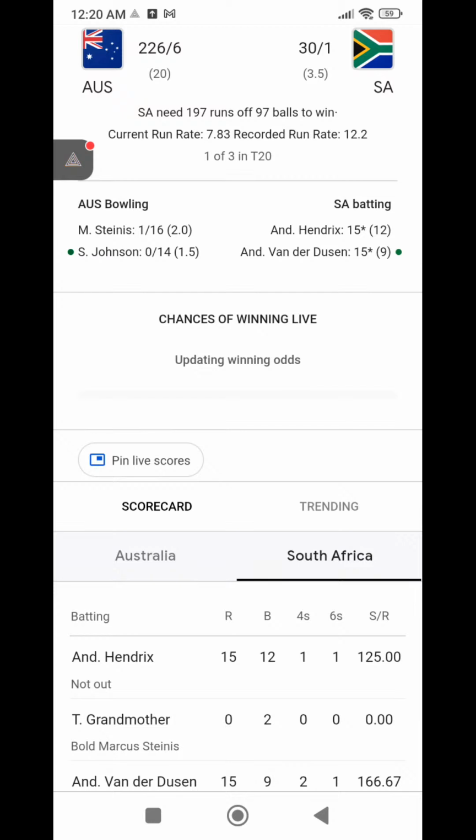The two not out batsmen are Van der Dussen, 15 of 9, 2 boundaries, 166.67 is the strike rate, and Andrew Hendricks, 15 of 12, 1 boundary, 125 is the strike rate.